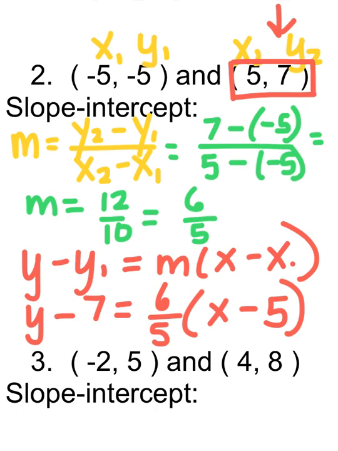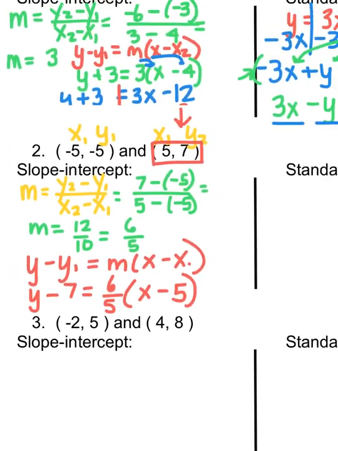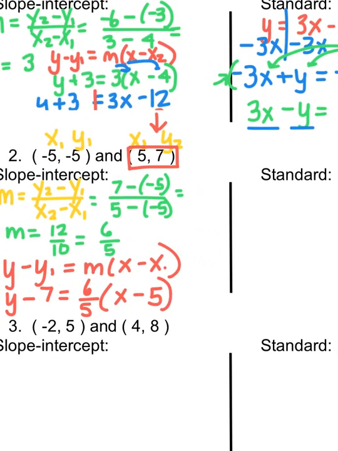But we're not done yet. They asked for slope-intercept form. Well, we'll give them slope-intercept form. To begin with, we'll distribute the 6/5. If you're like me, you may need a sticky note so you have enough room.